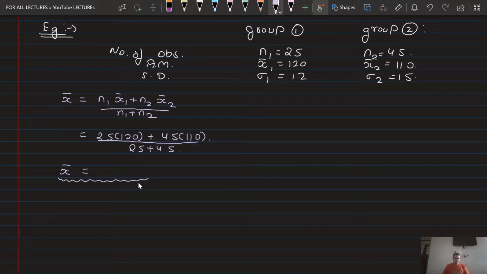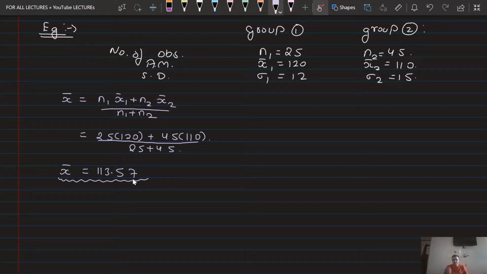3000 plus 4950. Yeah. So add those both numbers and then divide it by 25 plus 45, which is 70. So see what you get. 113.5. 113.57 to be exact. So that will be your required value of combined arithmetic mean. So that was your step number 1.